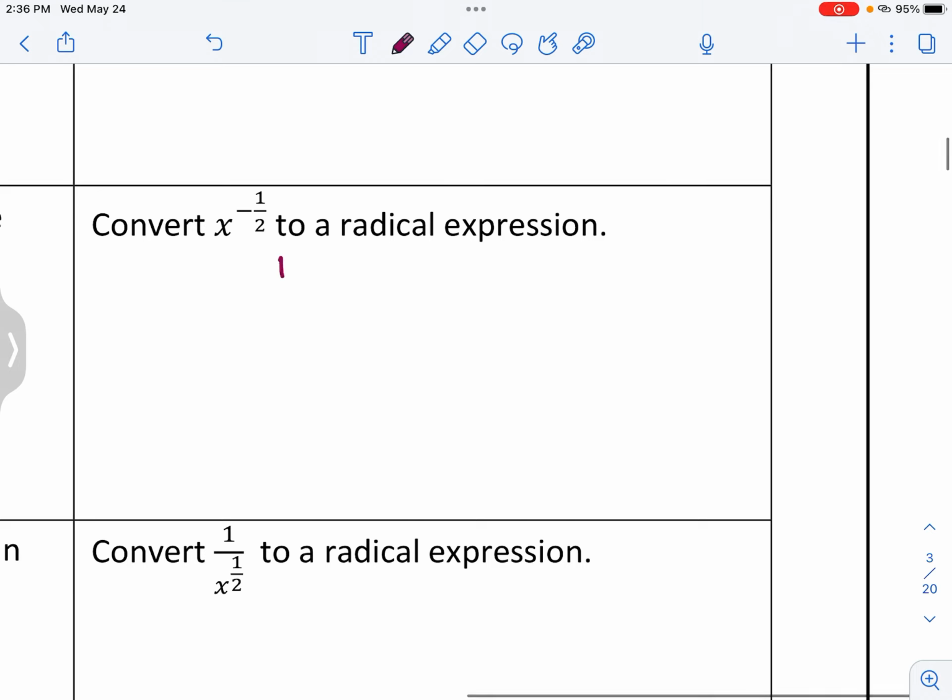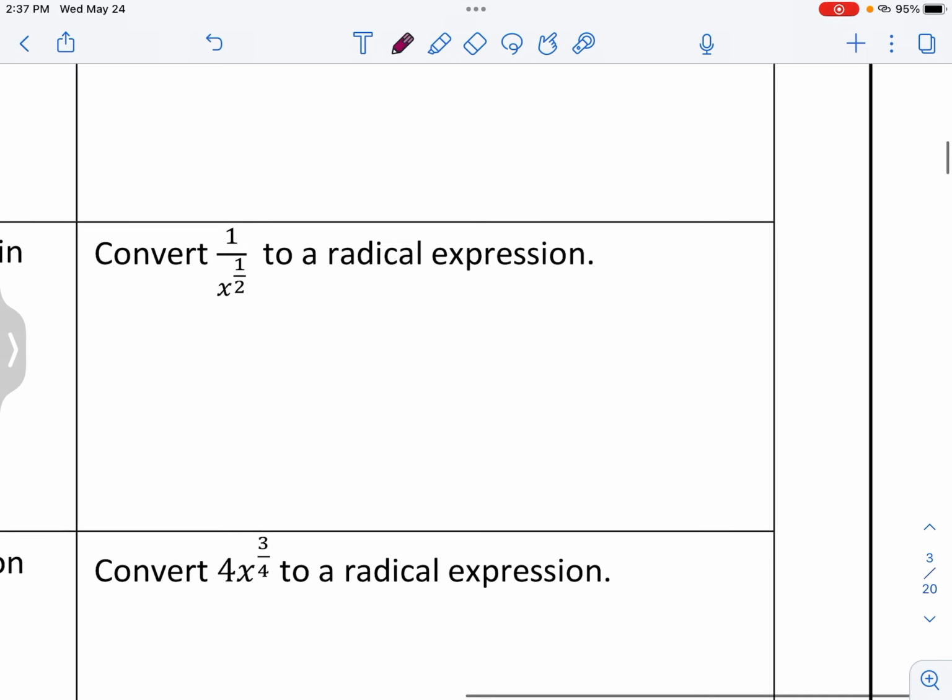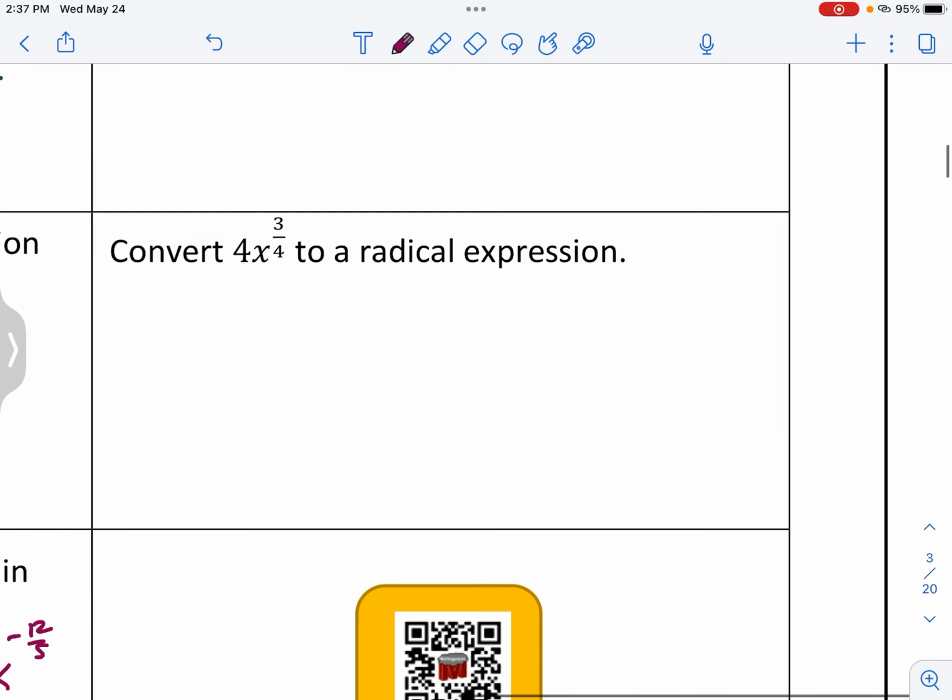Second one, x to the negative 1/2. Again, move it to the bottom to make it positive 1/2 power. And that becomes 1 over the square root of x. The next one, it's already on the bottom, 1 over x to the 1/2 power, so that's 1 over square root of x as well.